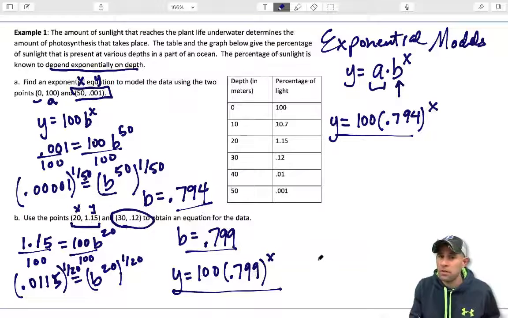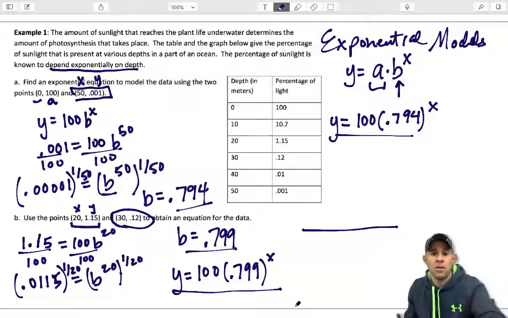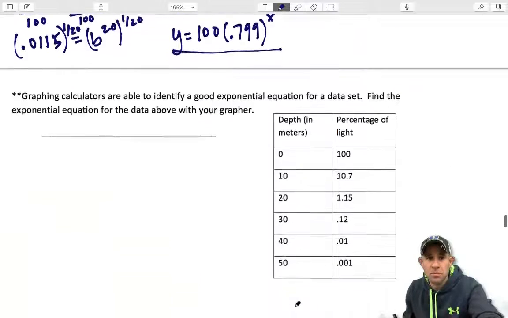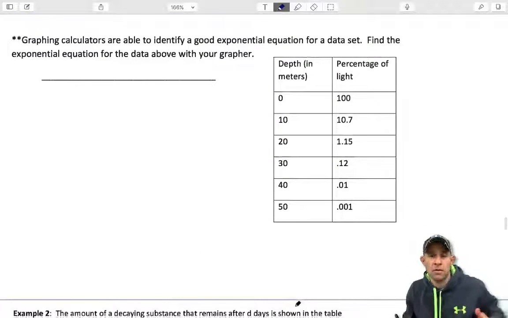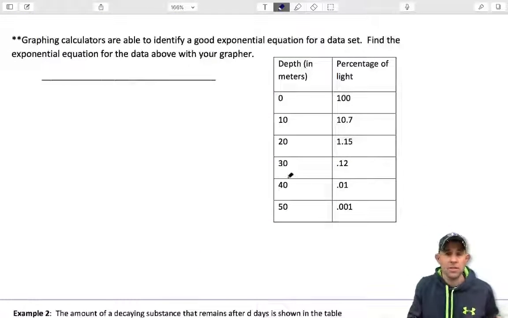Follow the same steps that we just did right there, and let us know the equation you get tomorrow in class. All right, let's move on now, and now we're going to pull out our graphing calculators to show you that you can actually do the same thing on our graphing calculators.